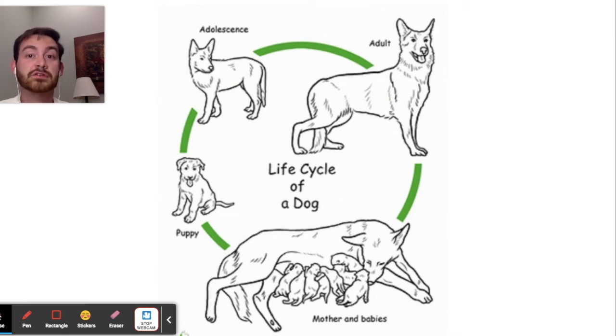Just like humans, we start out as babies, we grow into the adolescence stage, then we become adults, and we have children, and our life cycle keeps going on and on forever. So, what stages do life cycles usually include? Well, there's going to be a birth of some sort. In a plant life cycle, that might be a seed. And then there's going to be a baby stage, which we would call a puppy in this picture. Then there's going to be an adolescent stage. And then finally, the adult stage and death.